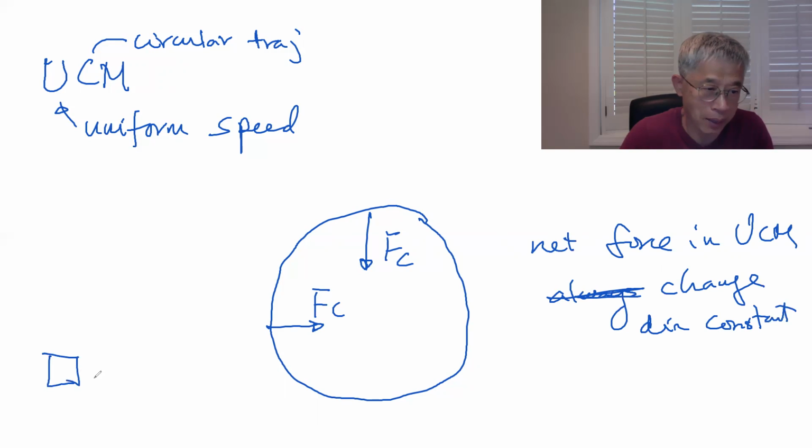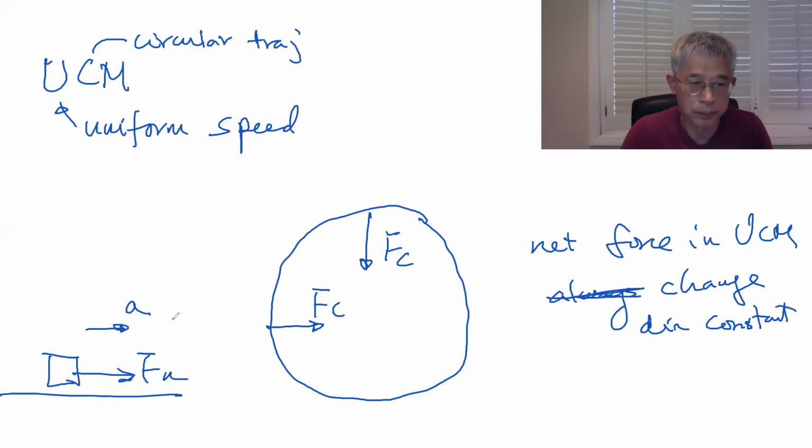So it's not like this: if you have a mass and a net force and there is no friction, then the direction is not changing. You see that? The A is always going this way. A and Fn are always in the same direction. But this FC is always changing. And not just that, your velocity direction is always changing too. So it's very complicated, right?